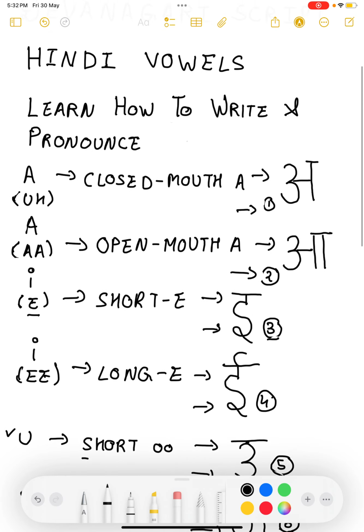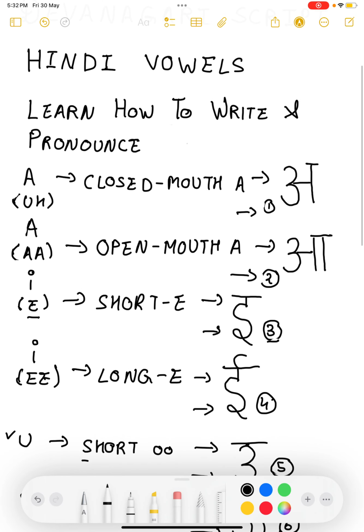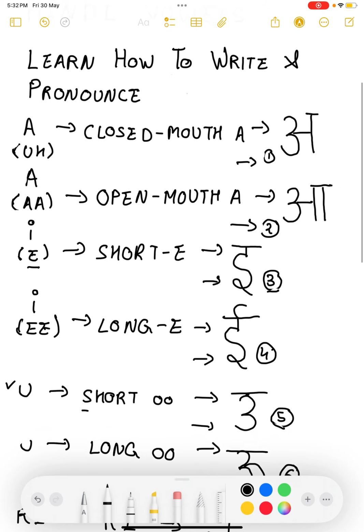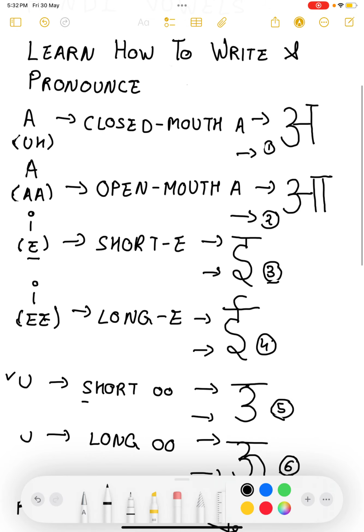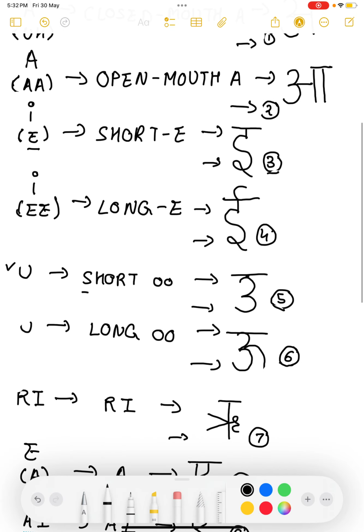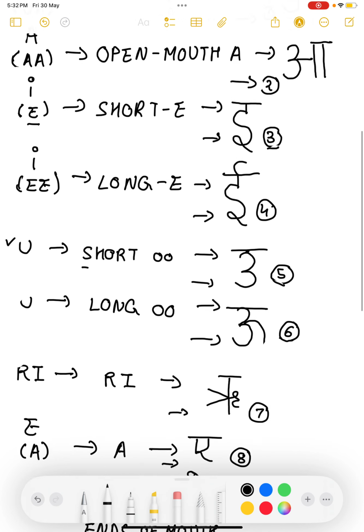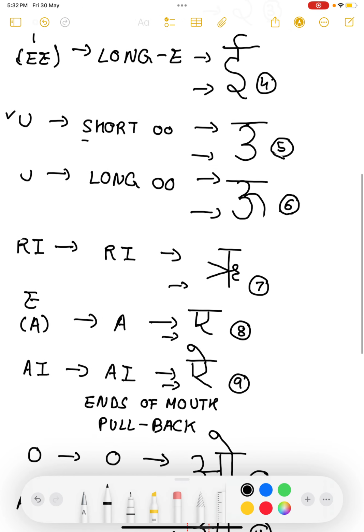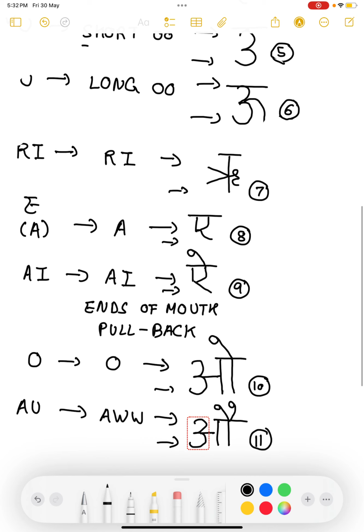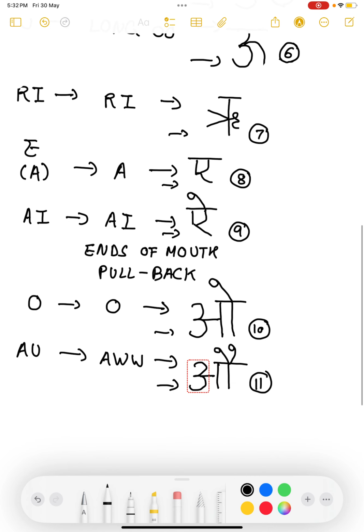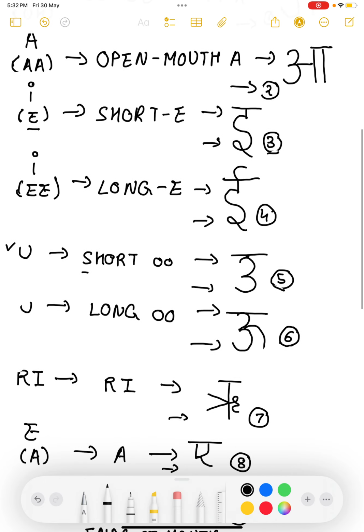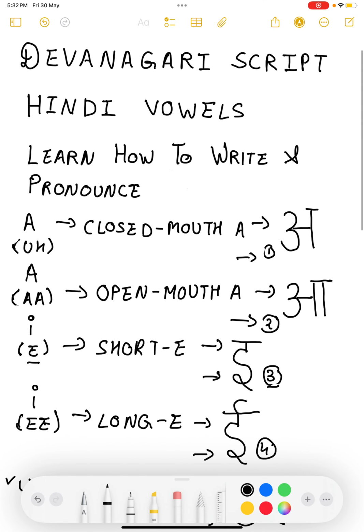Let's do it again. A, E, E, U, U, Ri, E, O, O. Remember and practice these vowels in this pattern. It helps you pronounce the sounds right and remember the length of these sounds as well.